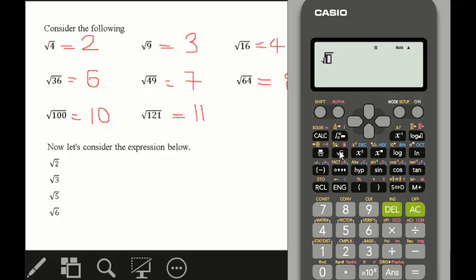Good. So let's look at the root of 3. It still gave us root of 3, right? Good. When you convert it, it will give you a whole number and a decimal fraction part, right? Good. The root of 5.